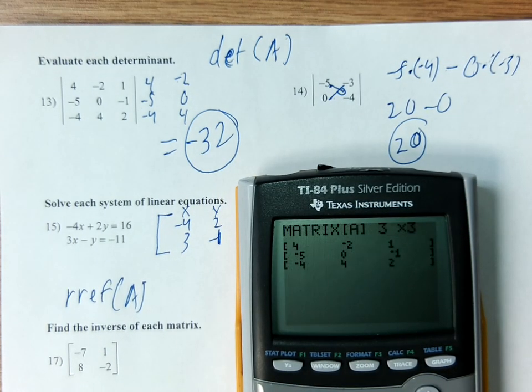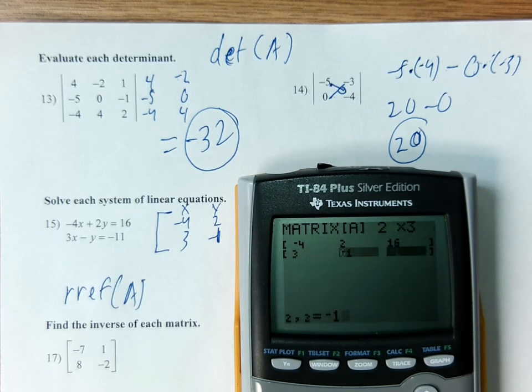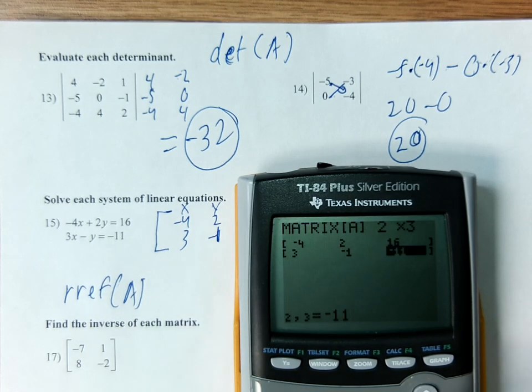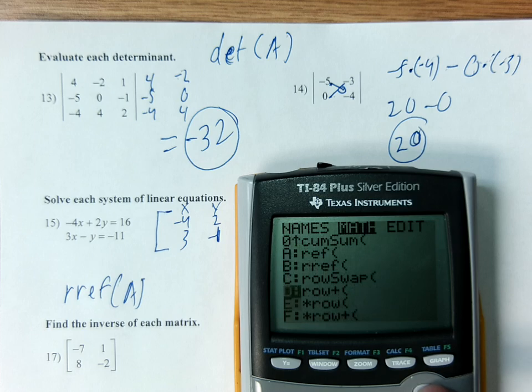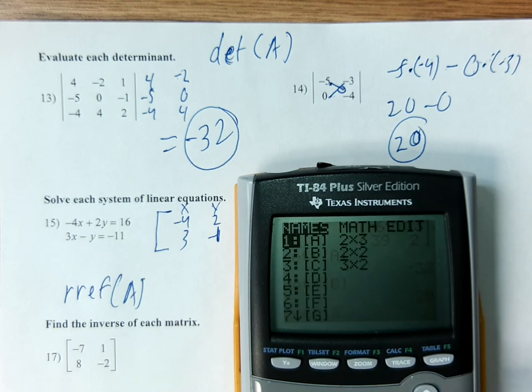So I'm going to put it in, two rows, three columns. Negative 4, 2, 16, 3, negative 1, negative 11. And I'm going to quit out of the matrix. This time I'm going to do RREF. I'm going to put A inside again.